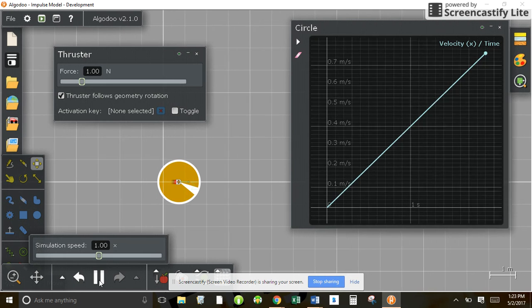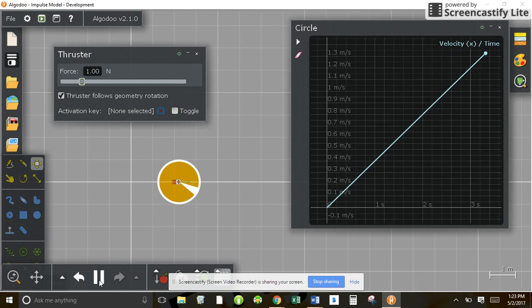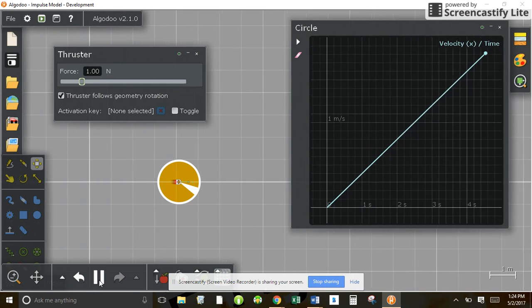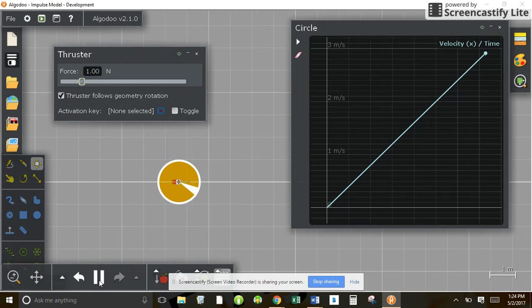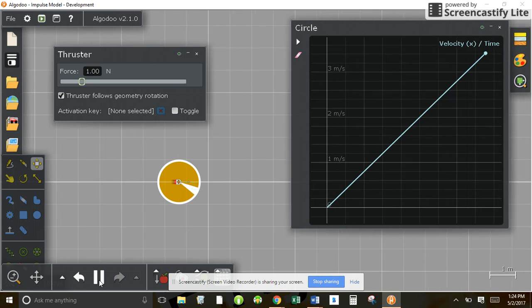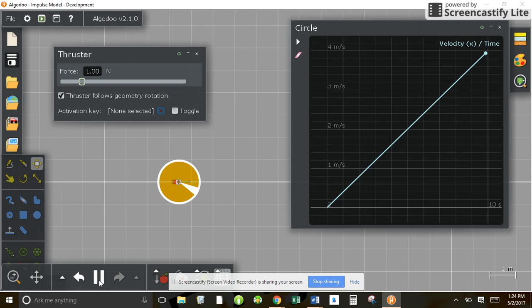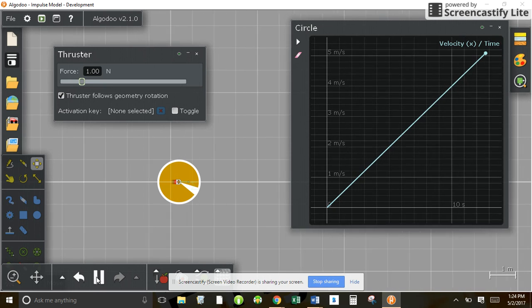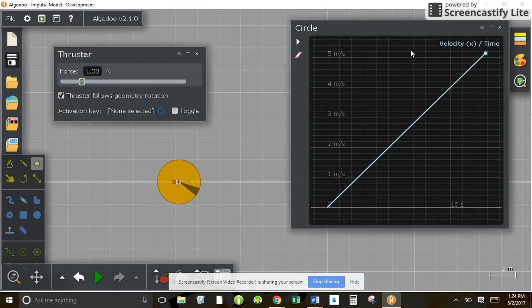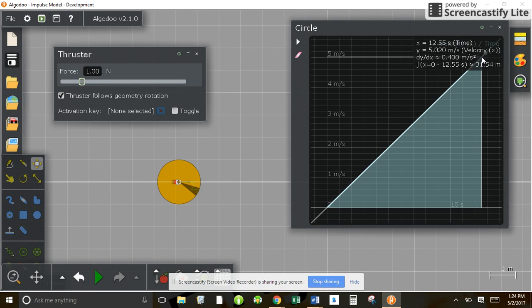So we're waiting for the graph to get to 5 meters per second. I will run this. You can see as we look at velocity in the x direction versus time, we're going to get to 5 meters per second. And it's speeding up faster and faster. There's 5 meters per second. Now, here's your data point.